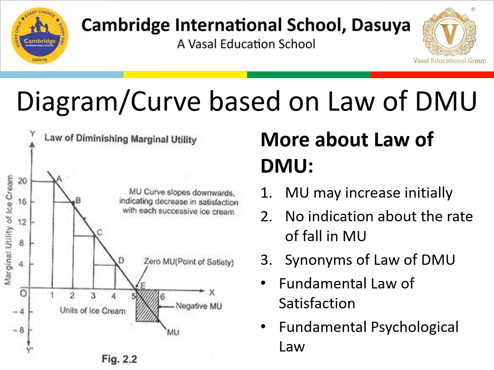Next thing is synonyms. Synonyms are other names for the law of DMU. The first name given to this is the fundamental law of satisfaction. The second name is the fundamental psychological law. So let's move on to the next slide. The last part of your chapter we have finished.